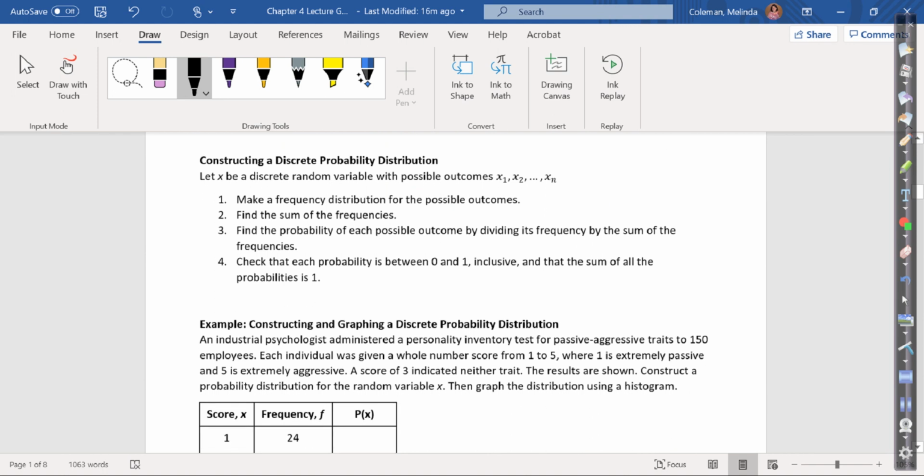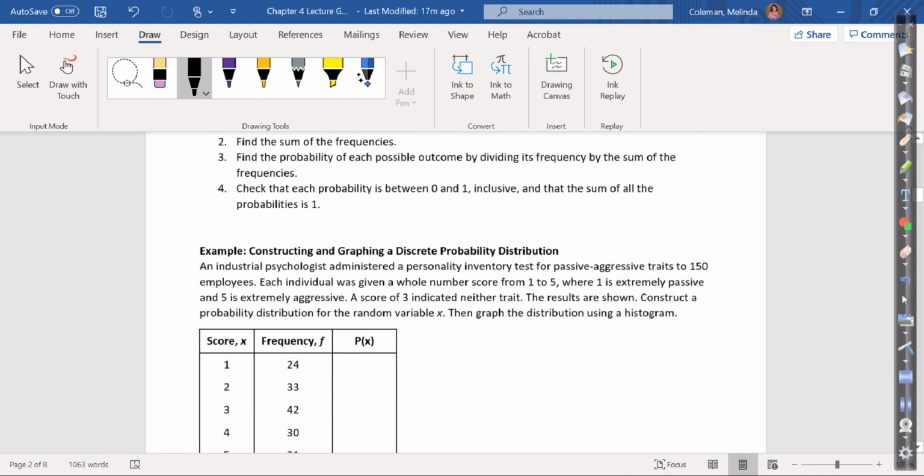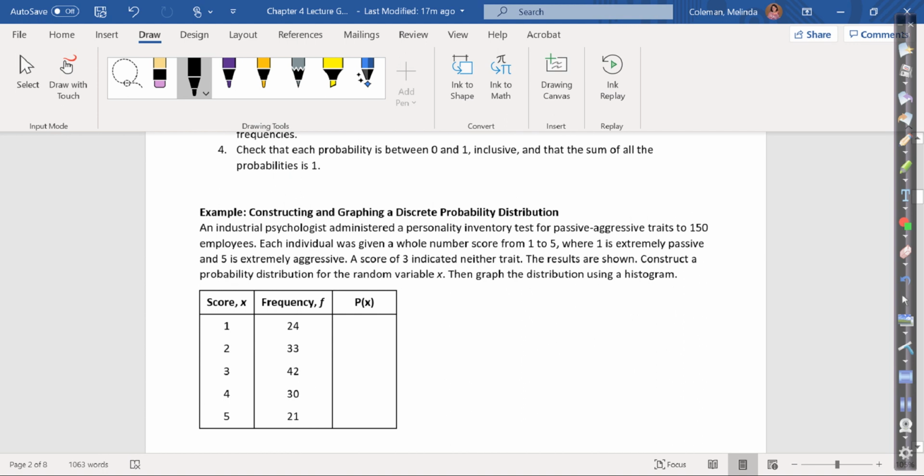So to construct a discrete probability distribution, we have to look at the outcomes that are possible. We're going to look at all possible outcomes from x1 to x2 all the way out to xn. I know that doesn't make a lot of sense, but once you see it in action, it's not terrible. You're going to find the probability, you're going to check to make sure that it's between 0 and 1 inclusively, and that the sum adds up to 1.